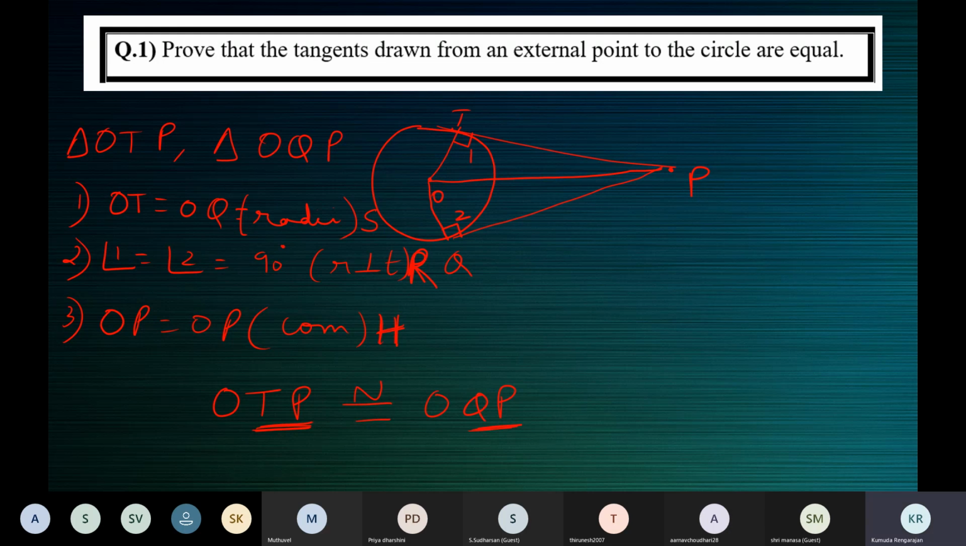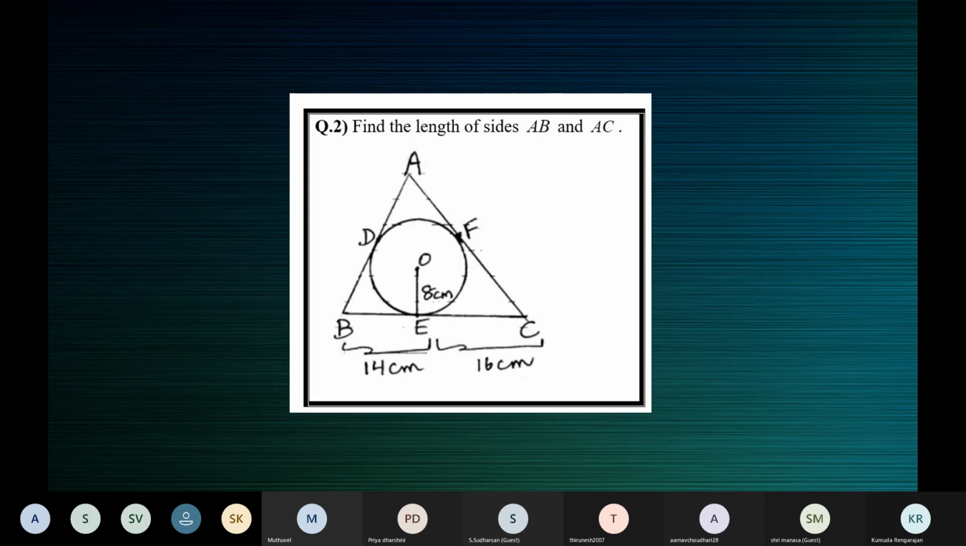All right, children, see the next one. Find the lengths of the sides AB and AC. We have a similar question in NCERT. The last exercise, last but one question. Work this. Find the length of the sides AB and AC.